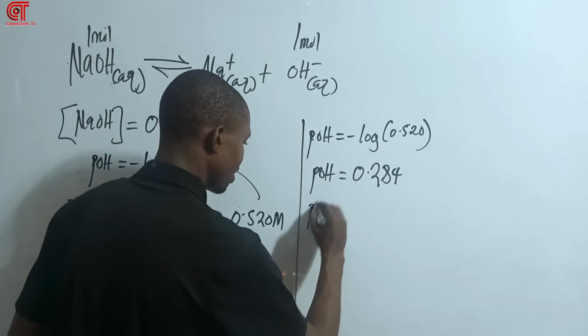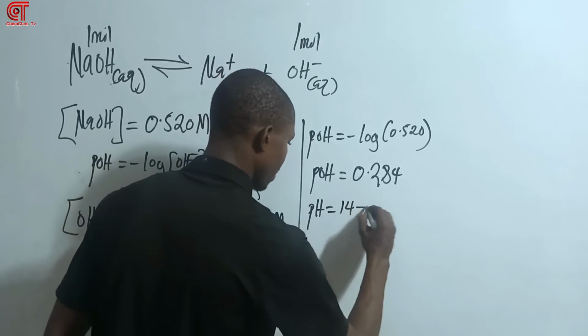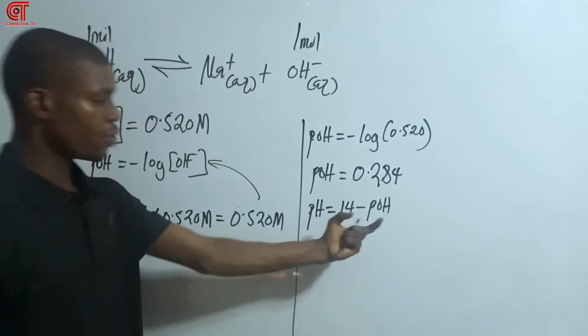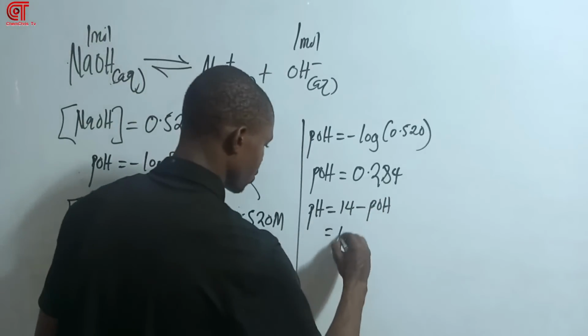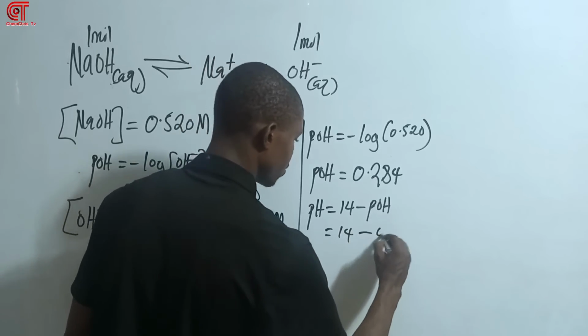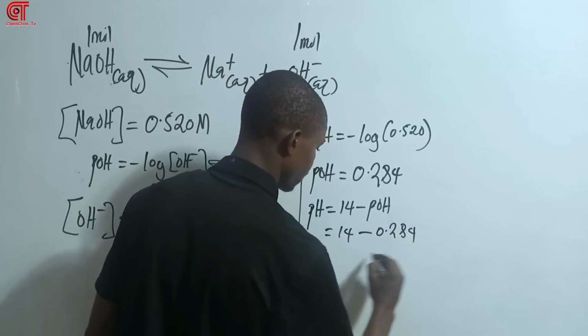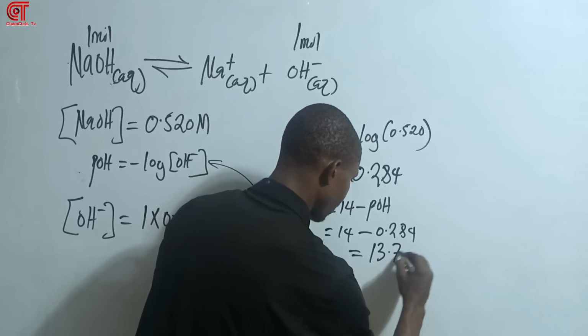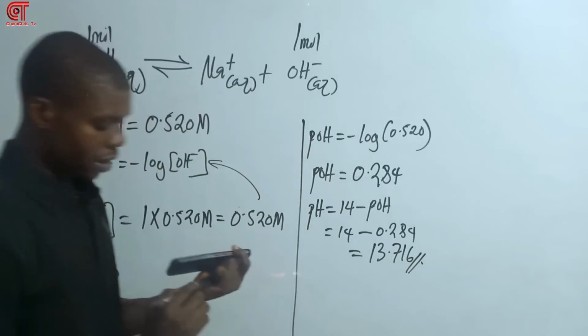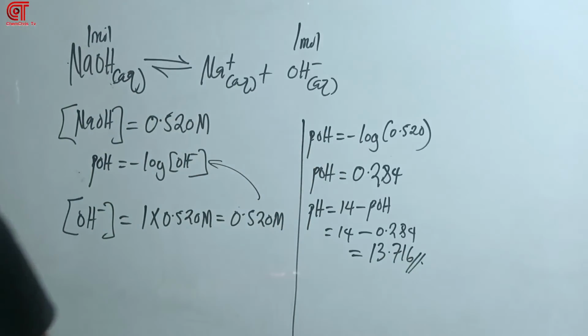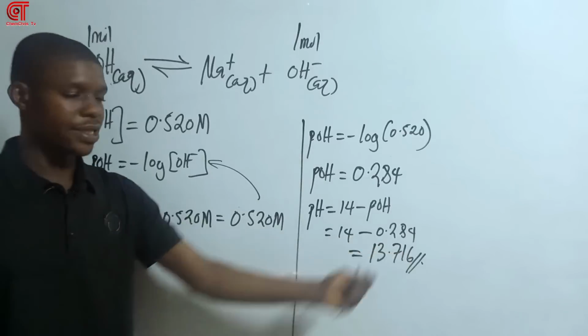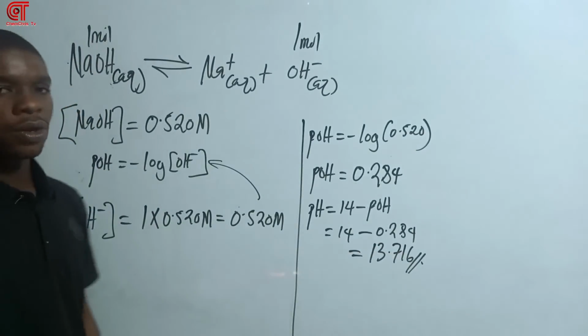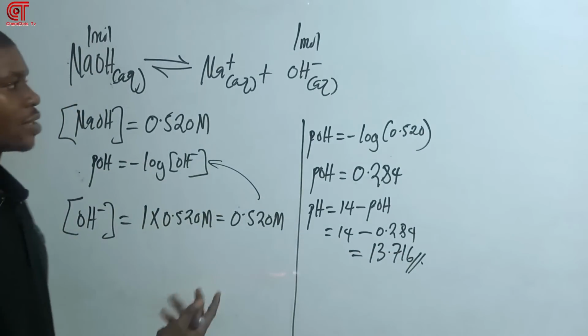So pH equals what? 14 minus pOH. You can recall the formula I gave to you. So substitute your value: 14 minus 0.284, which is 13.716. That is now the final answer you get. You really want to master this one here. We are going to solve one more, with an acid instead, so you understand better.